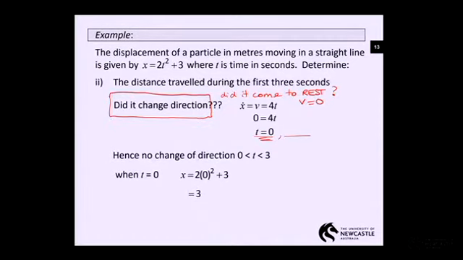And up on top it said the distance travelled will just be its final displacement minus its initial displacement. So we know that it was 21 at the 3 second mark. Take away its starting displacement, which was 3, so it's ended up being 18 metres. A distance comes in metres or whatever the units are for that question. So a displacement and a distance. Think about that, and think about, did it change direction?